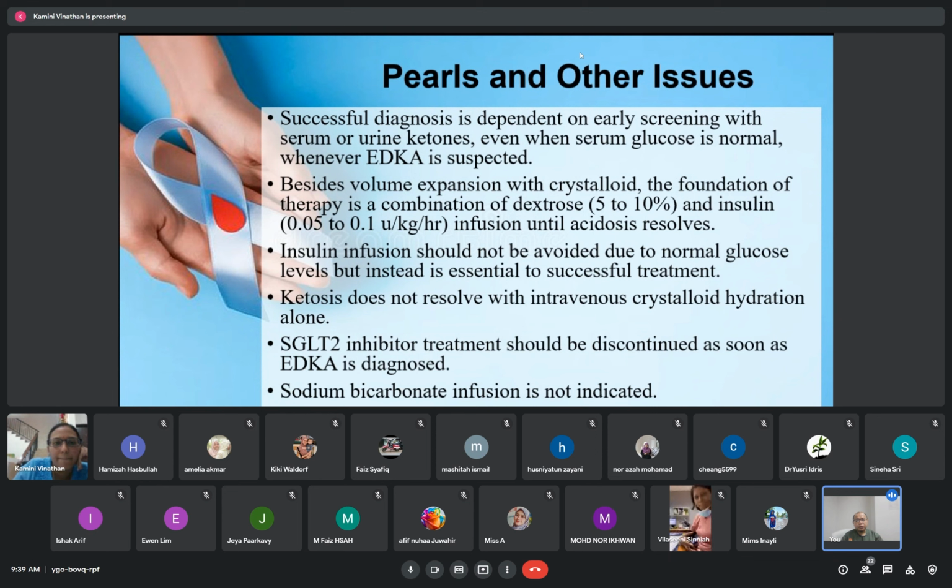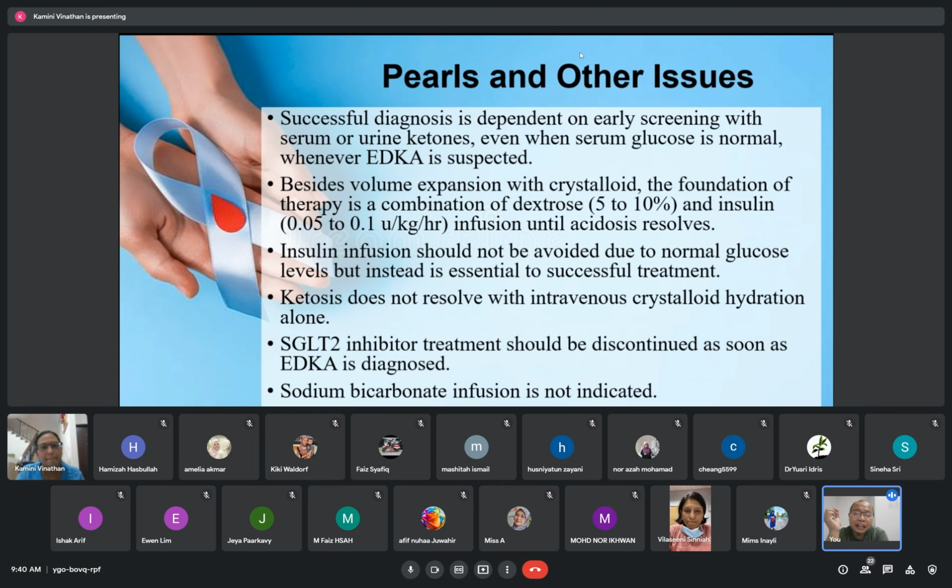Okay, so basically this is one of the important slides. If you don't remember anything else, remember this slide. So euglycemic DKA is very much a diagnosis you make when you suspect it. If you don't think about euglycemic DKA, you will never make the diagnosis of euglycemic DKA.